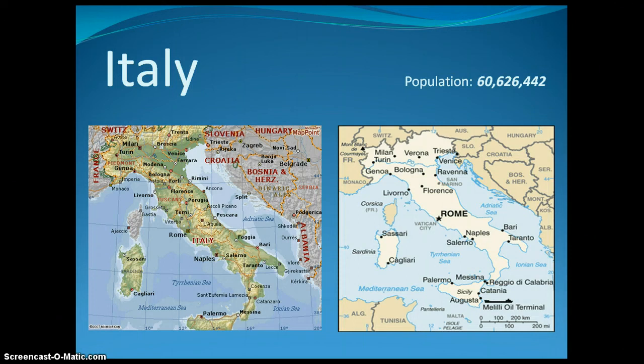Italy is located in South Europe. Italy is a peninsula that extends into the Mediterranean Sea. A lot of people know Italy as a country that's shaped like a boot. Italy has a population of 60,626,442 people.